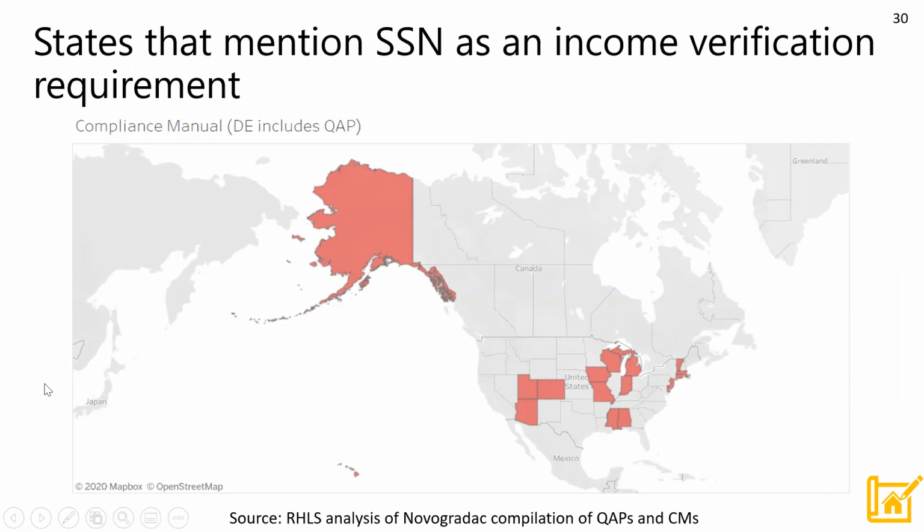For the purposes of this presentation, we wanted to show you which states explicitly mention asking prospective tenants for their social security number as an income verification requirement for their compliance manuals. If you'll notice, the only one that included it in their qualified allocation plan was Delaware. Besides that, there may have been one other state. We also have additional data on which states offer the option to present other kinds of documentation for income verification, and we'll be sharing that at a later point on the website that we've mentioned.